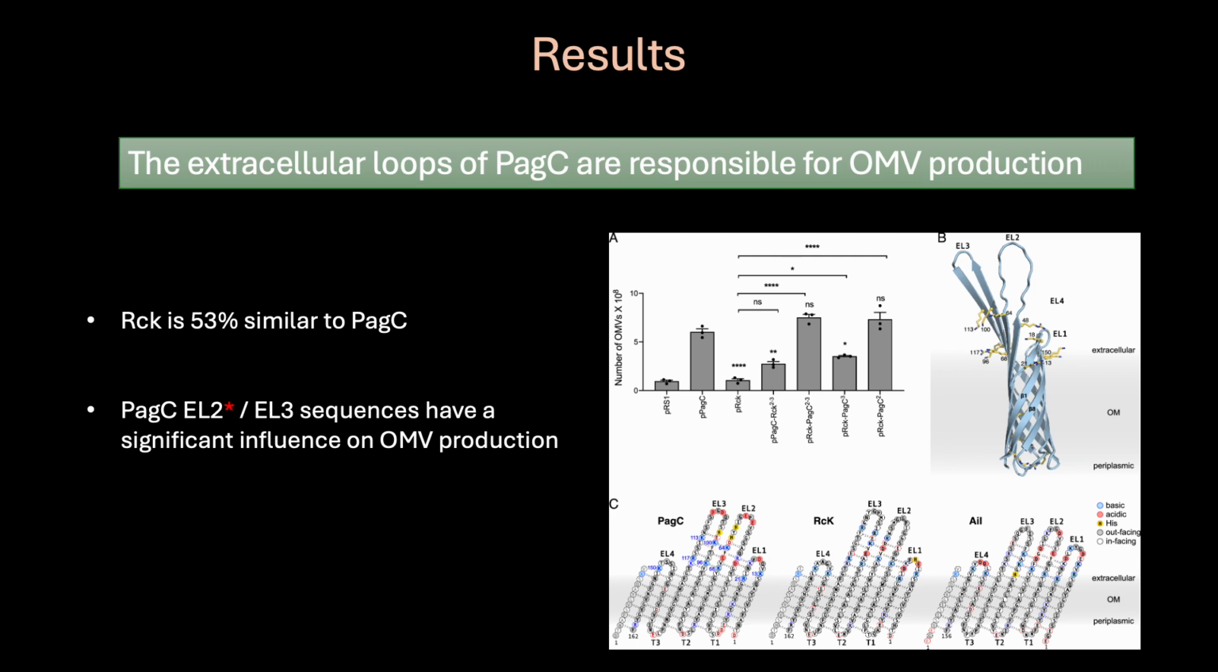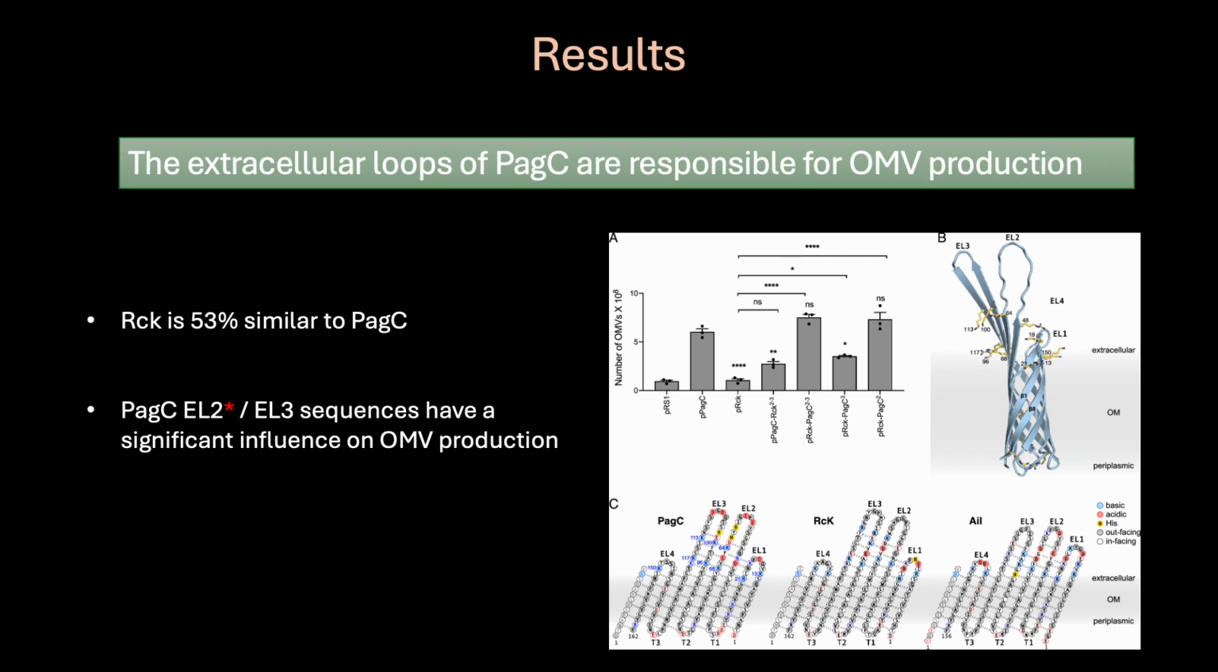Now, they wanted to test whether the extracellular loop sequences specific to PAG-C are responsible for OMV production by comparing its capacity to promote vesiculation to that of RCK's capacity. RCK is an outer membrane protein that belongs to the same protein family as PAG-C and shares a 53% sequence similarity with PAG-C. However, unlike PAG-C, RCK has not been found to enhance OMV production.